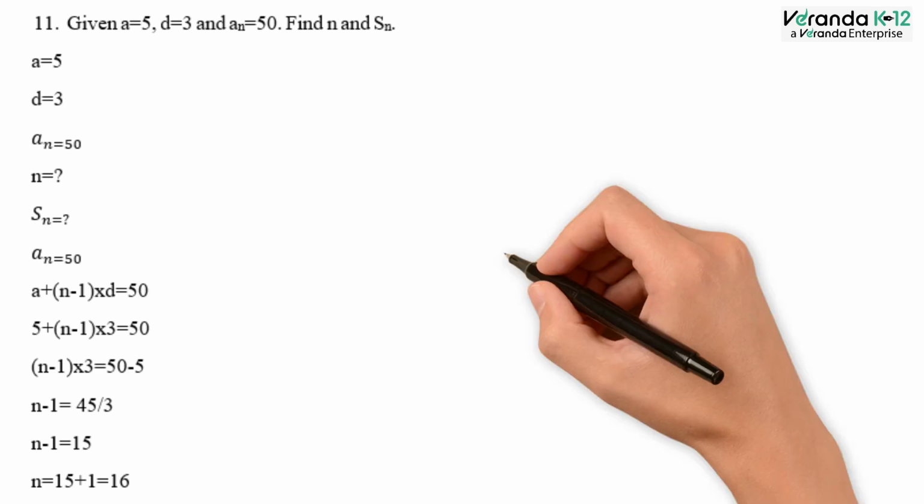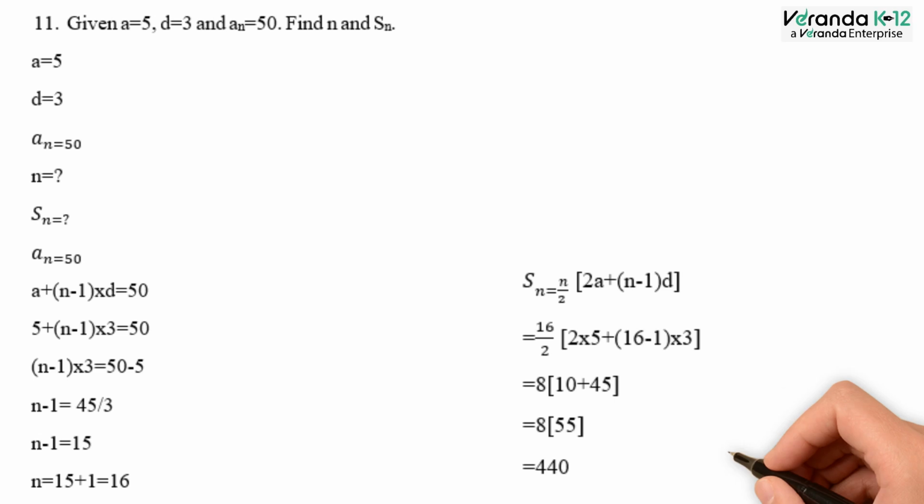Since we got the value of n to be 16, on substituting these values in the Sn formula, which is n/2 × (2a + (n − 1)d), we get 16/2 × (2 × 5 + (16 − 1) × 3). We get the Sn value to be 440.